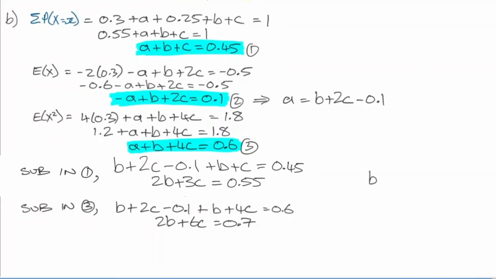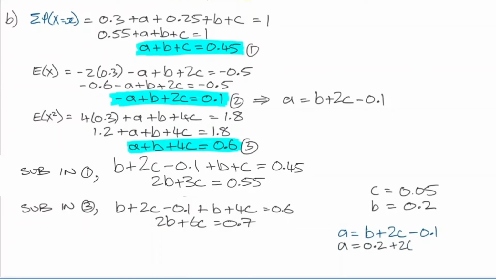Here are the simultaneous equations that should look familiar. It's GCSE territory now. From here, we should be able to solve for C and B. Whichever technique you're using, whether it's elimination or substitution or using your calculator's equation solver, we'll get answers for C and B of 0.05 and 0.2. To find A, we're going to substitute these values back into that rearranged equation we had earlier. So A equals 0.2 plus 2 times 0.05 minus 0.1. A equals 0.2.